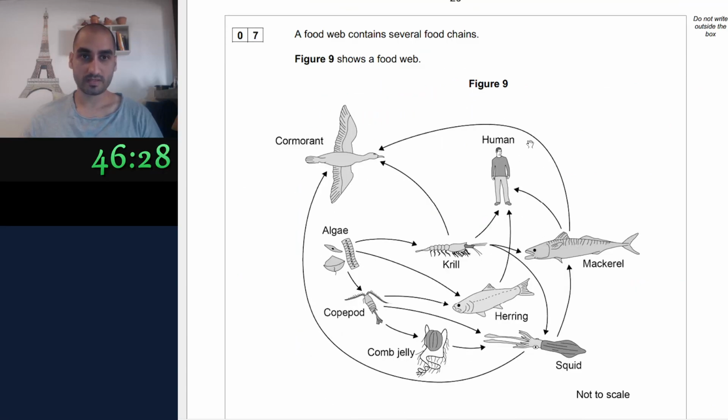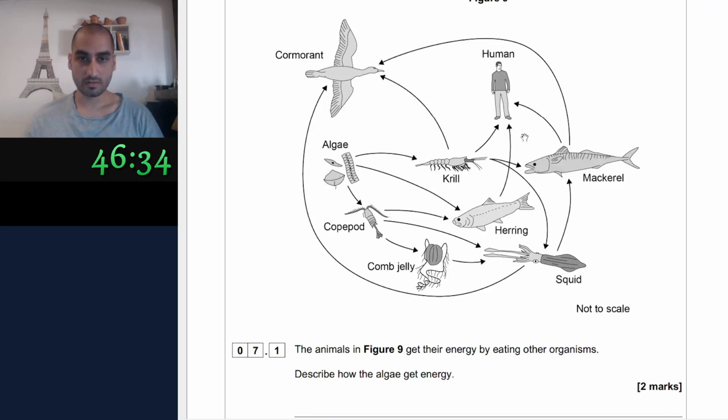The food web contains several food chains. Alright, so we got algae, which is eaten by krill and herring, and copepod is eaten by comb jelly and squid. A human eats krill and mackerel and herring. Why not squid? Well, okay, squid is eaten by mackerel, okay. And cormorant eats the squid and the mackerel. Cool!